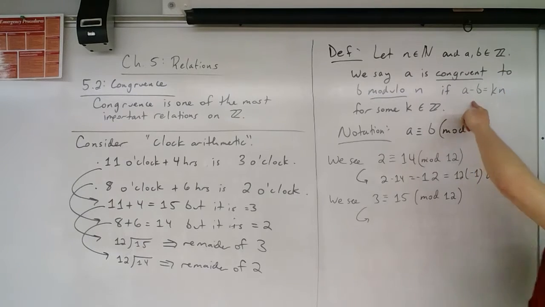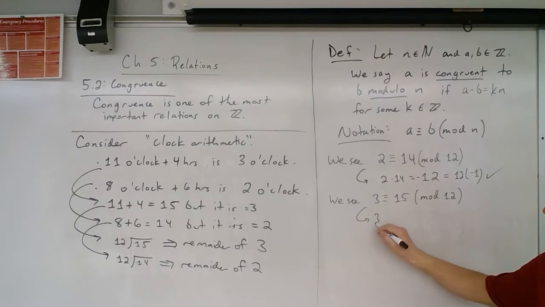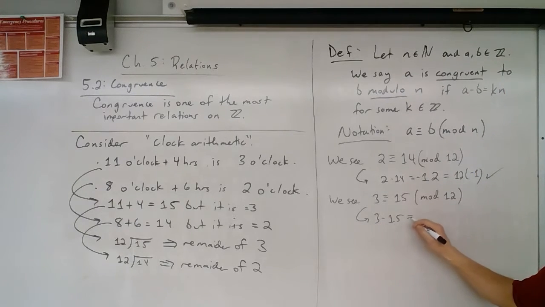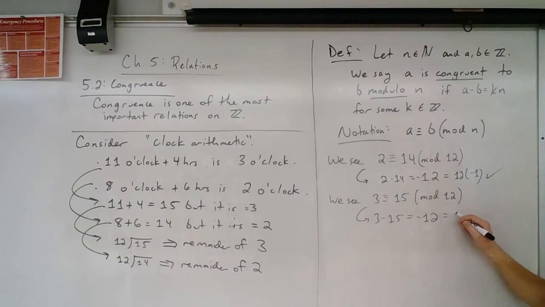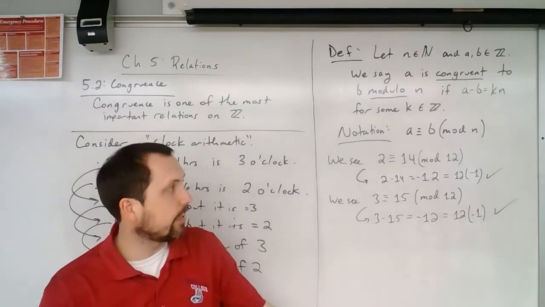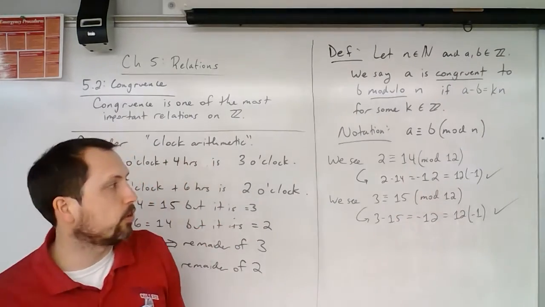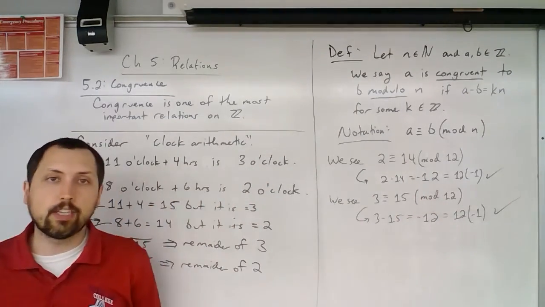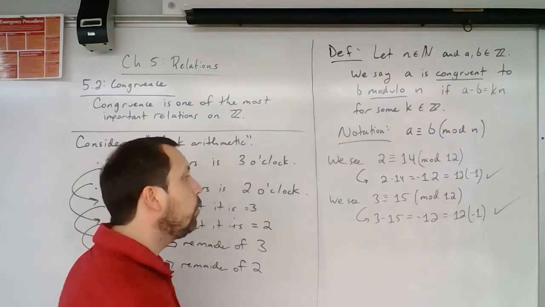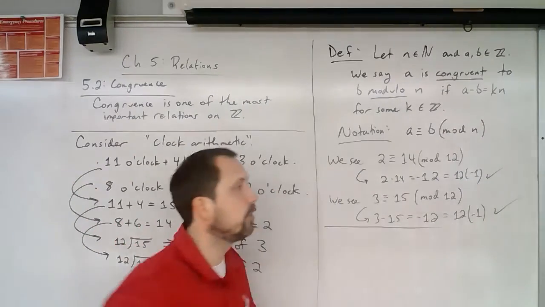We're taking a minus b, so we're going to have 3 minus 15. That's going to be equal to negative 12. And again, we're wondering, is there an integer that I can multiply 12 by to get that? And indeed, that integer is negative 1. So this is true. We have that 2 is congruent to 14 mod 12. 3 is congruent to 15 mod 12. We could then ask some other questions about other numbers.